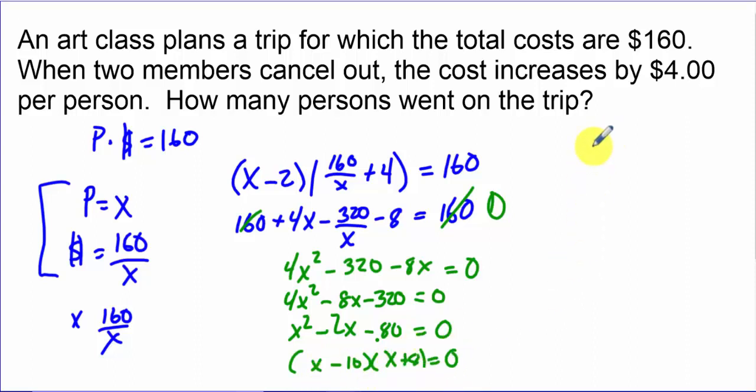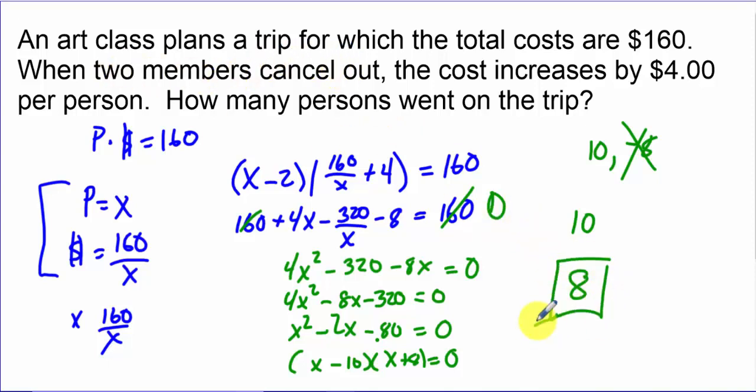Therefore, I get values of 10 and negative 8, but if x represents the number of people, I can't have negative people. So I actually have 10 people to start with, and then 2 bail, so I really have 8 people going on the trip in the end.